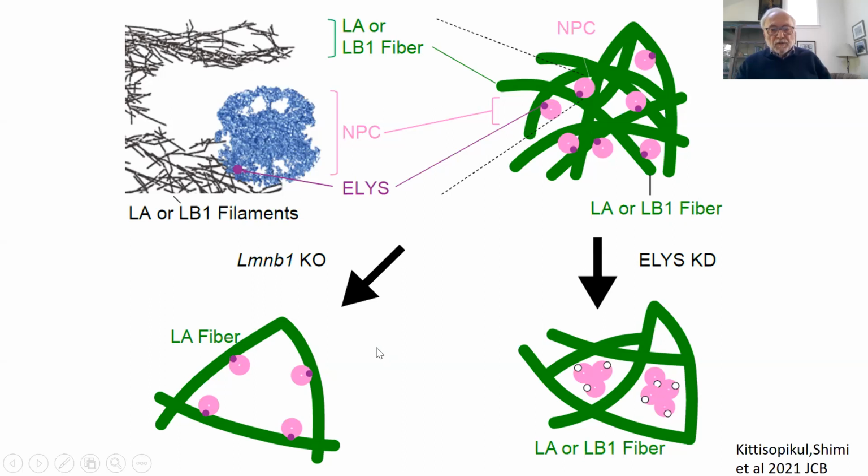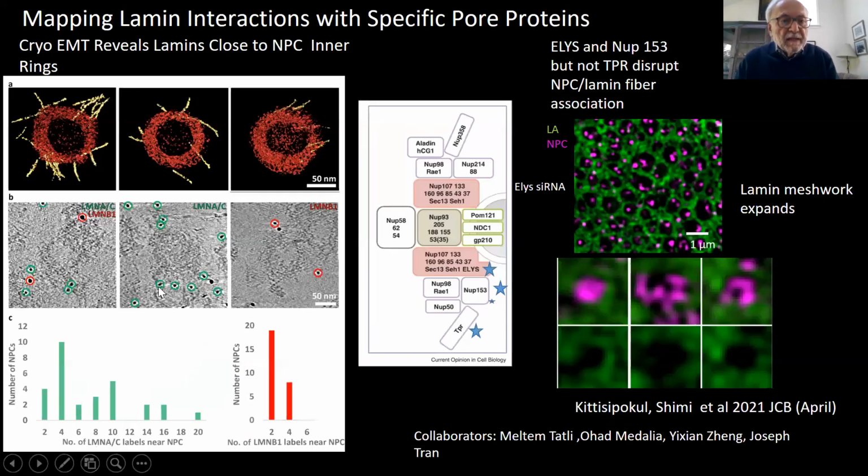I should also mention to you, because I find this quite intriguing, let me see if I can go back one slide, that when we silence ELYS, the meshwork of lamins expands, so that the meshwork size increases, which says that the interactions work in both directions. So we see both lamin-pore interactions and pore-lamin interactions working together, and they seem to be able to control each other's architecture.